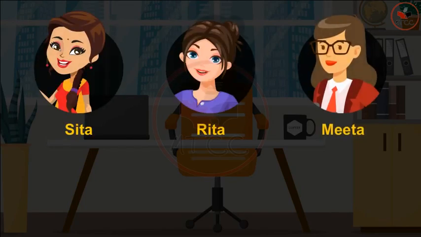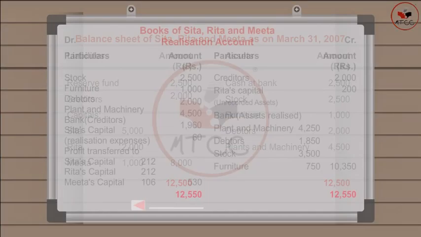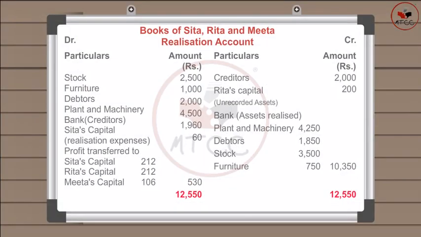Let us understand this with an example. Sita, Rita and Meeta are partners sharing profit and losses in the ratio of 2:2:1. Their balance sheet as on March 31st, 2007 is as follows. They decide to dissolve the business. The following amounts were realized: plant and machinery 4,250 rupees, stock 3,500 rupees and debtors 750 rupees.